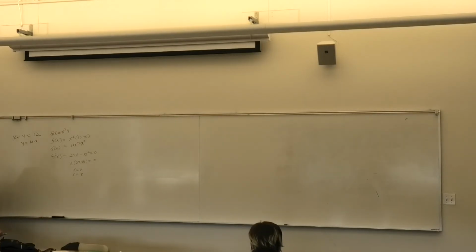Okay, so if x is 0, we can do a little chart here. If x is 0, then y is going to be 12, and x squared y will be 0. That sounds like a minimum, doesn't it? If x is 8, then y is 4, and x squared y is 64 times 4.